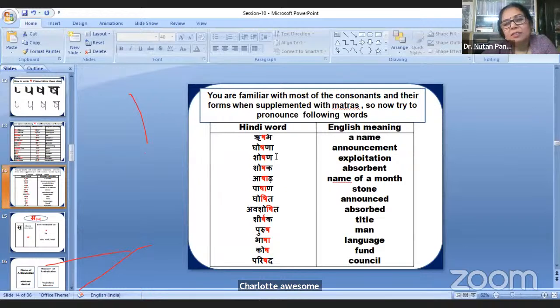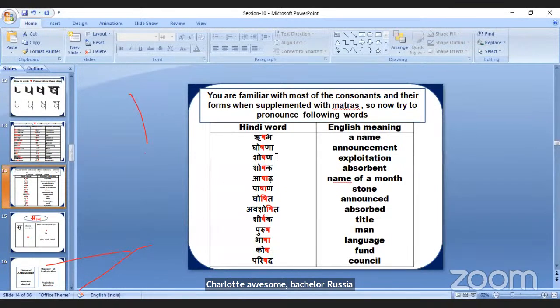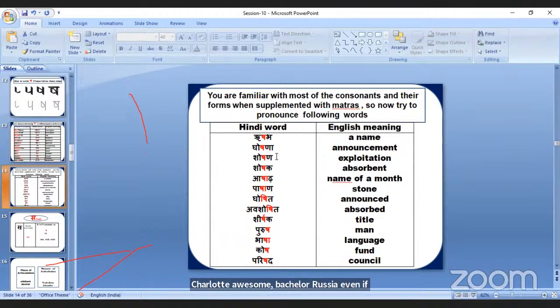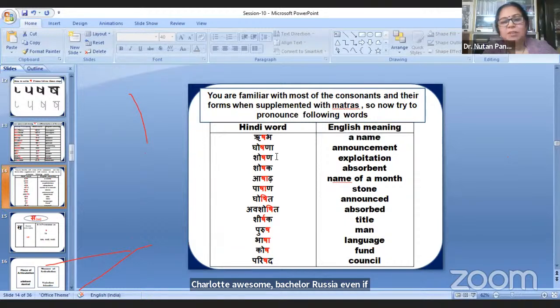पाषाण. Pashan. Pa long, sha long. Pashan. You will join this one. Very good. Next.